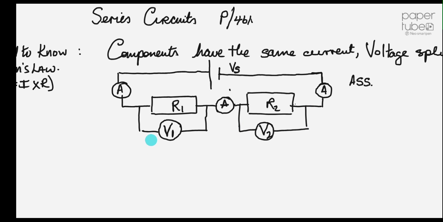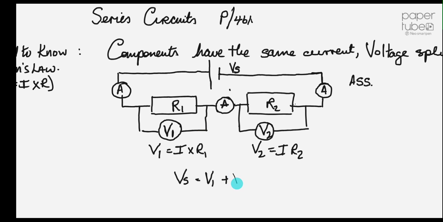So using Ohm's law, I can say that V1 is equal to the current times R1. And I can say that V2, the voltage across 2, is equal to the current times R2. Notice that I and that I are the same. Both currents are the same. Look, components have the same current. The voltage splits. Now, the voltage of the supply, that could be the battery, is equal to voltage 1 add on voltage 2. Now, if you do A level, this comes in under a thing called Kirchhoff's laws, and you'll see it.